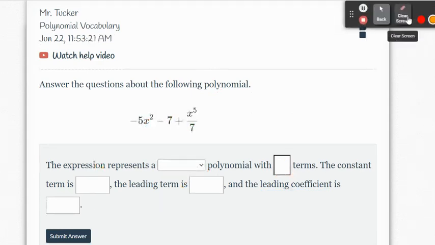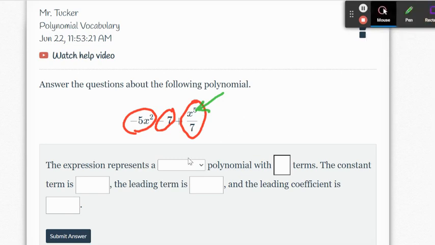All right, one more of that type for our final example here in this lesson. We've got 3 separate terms. The highest exponent is the 5. So that means that this is a quintic polynomial with 3 terms. So I say quintic with 3 terms. The constant term, the one that doesn't have a variable attached to it, is the -7.